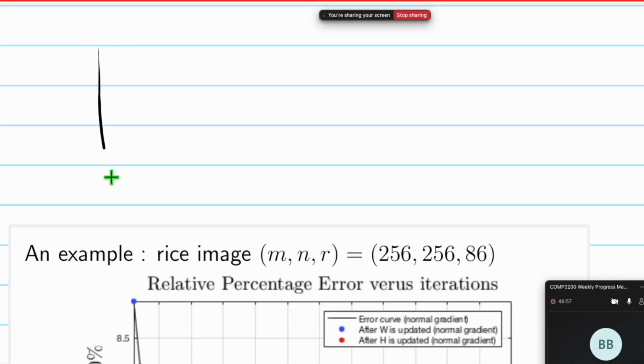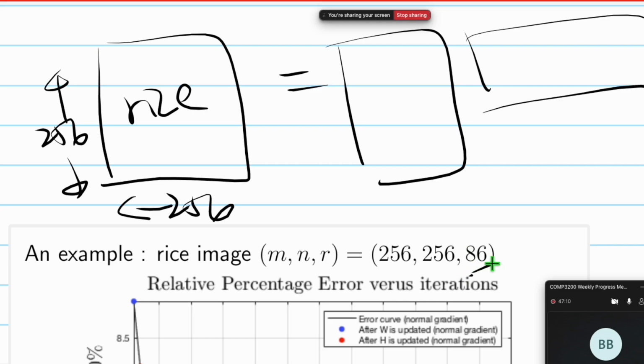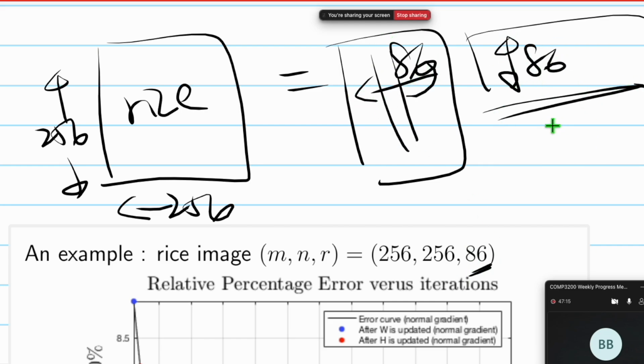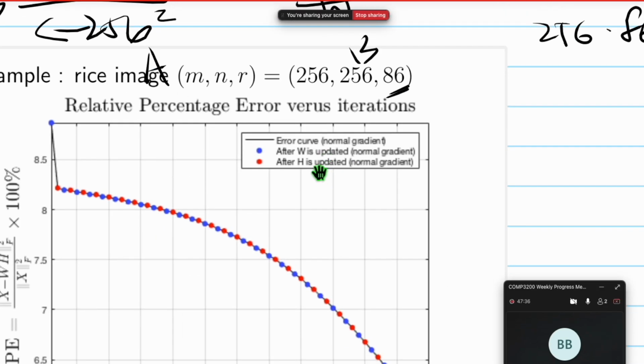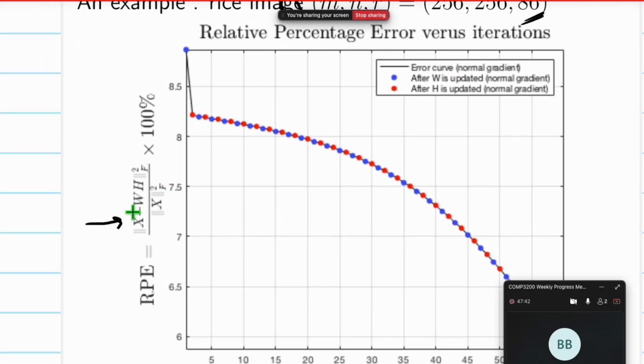That's it. Let me recap. You have a matrix like this. So this is 256 by 256, a rice image. So this is rice. Okay. This has 86. This has 86. But this is 256. This is 256. Okay. I plot the X minus WH, divided by X squared. So this is my rice image. So this is a constant. It's an image. You can think of this as normalized, everything between 0 and 1, and then times 100%.